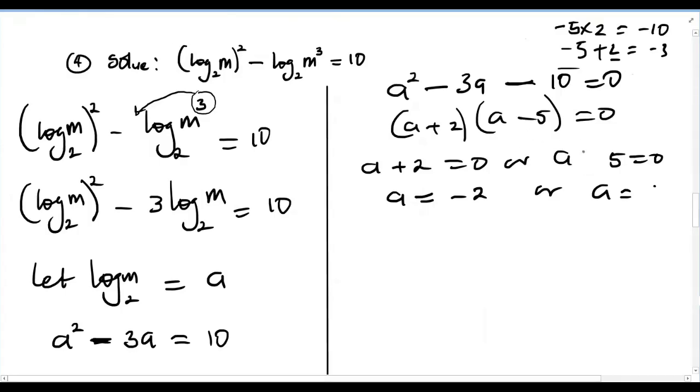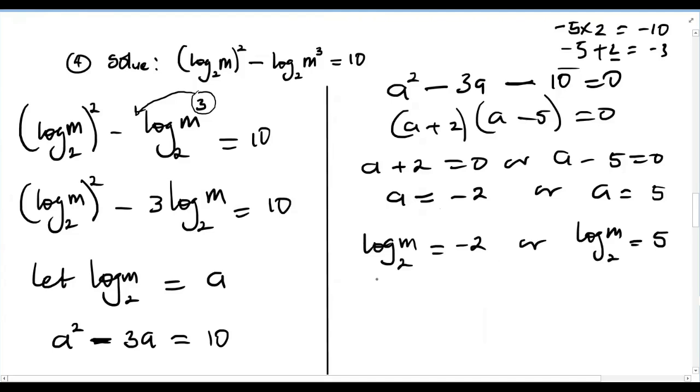So this is what? Plus 5. Great. Now, don't forget that your a is log m, so we're looking for the value of m. Recall that a is log m base 2. So since a is log m base 2, I'm replacing a with what I have as the value of a, so log m base 2 is equal to 5.